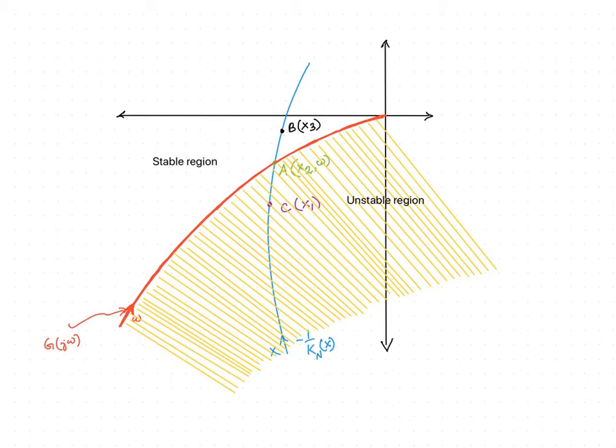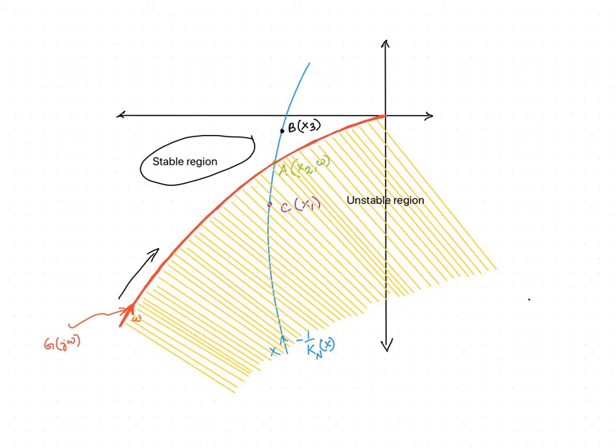Thus, the relative position of the two plots is very important. That is, the G of j omega plot as well as the minus 1 by kn of x plot in determining the stability of the nonlinear system. When the critical points of minus 1 by kn of x lie to the left of the polar plot as omega varies from 0 to infinity, then we have a closed loop system which is stable.